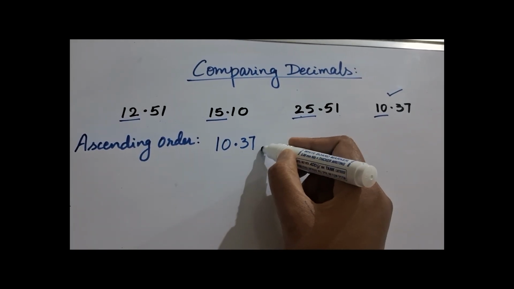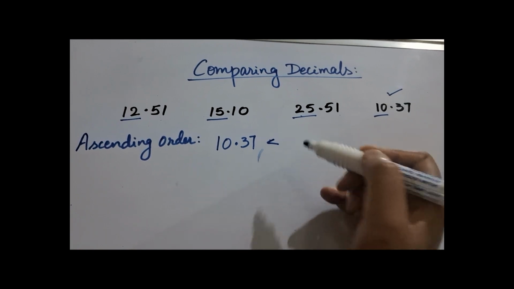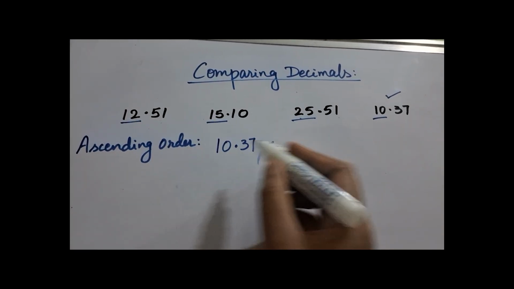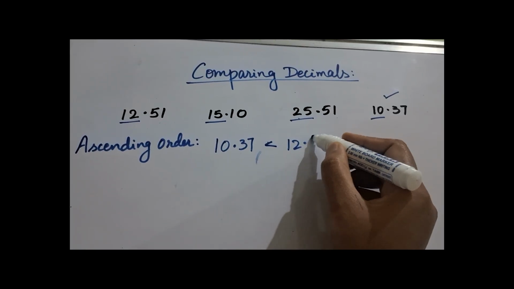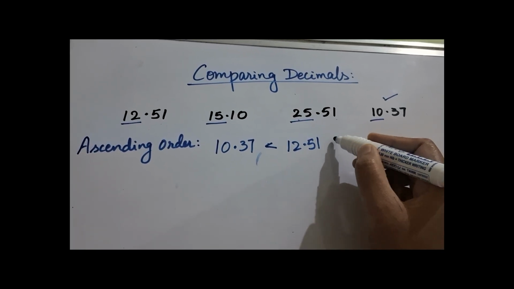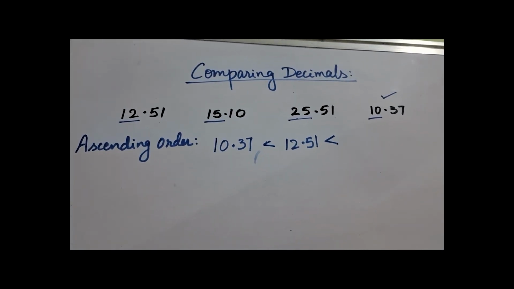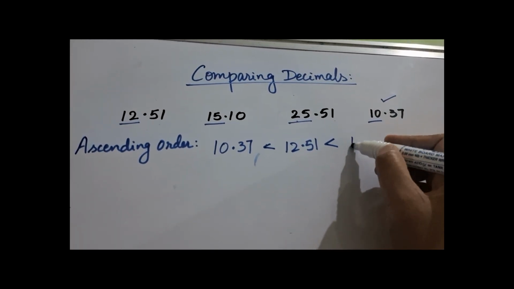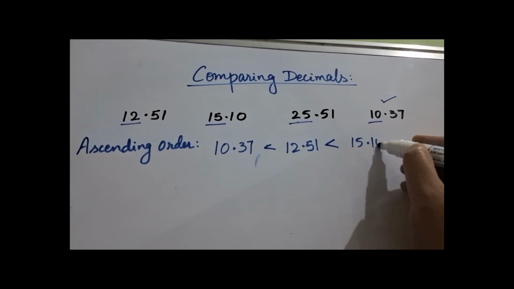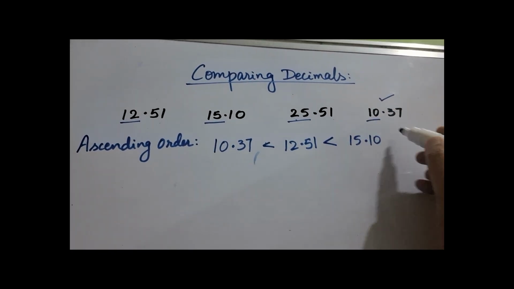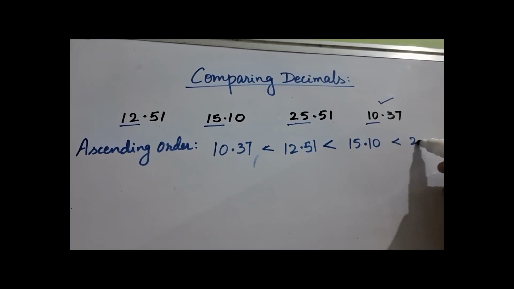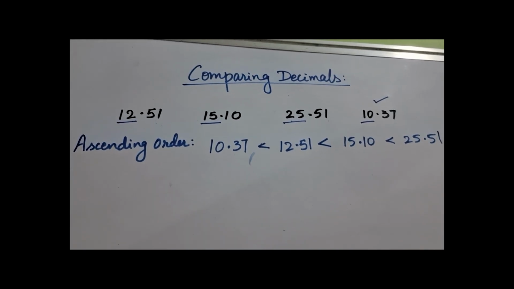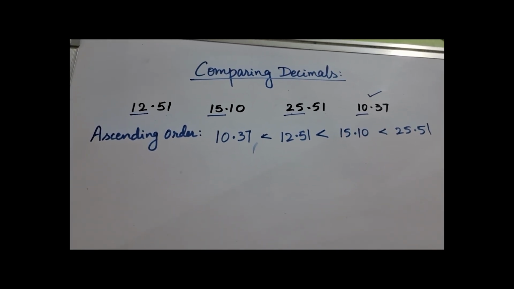10.37. Okay children. Now the next smallest number, that is 12. So the 12.51 decimal number will be the next number. And after that 15.10. Next 25.50. And this is the ascending order of these decimal numbers, children.